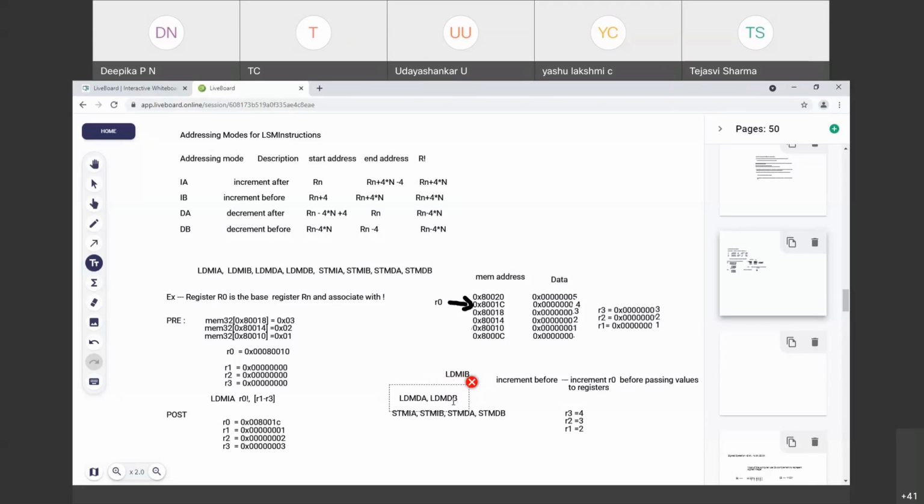That one example we'll discuss. That wraps up this explanation of multiple instructions with addressing modes. We'll stop here. We'll do it in your class.